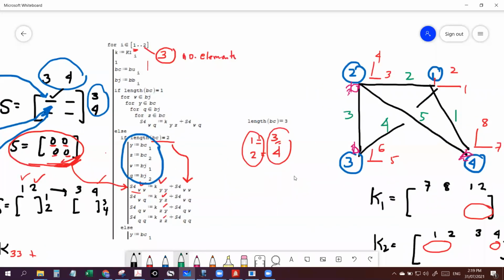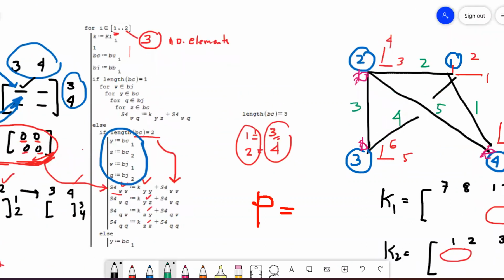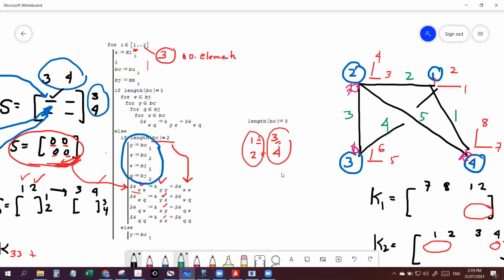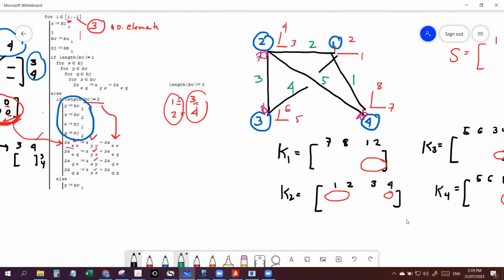Okay, then that's it. Once you get the S, apply the formula P equals SD. Invert the S matrix. Sorry, so D will be equal to S inverse P. So, invert the matrix, multiply by the P vector, and you will get the displacement. Okay? So, in terms of a heat problem, you will get the temperature.